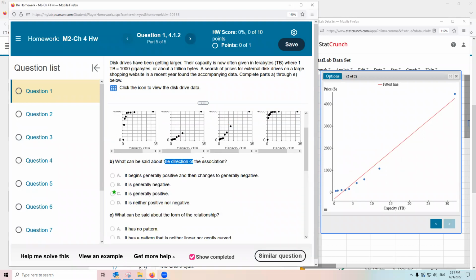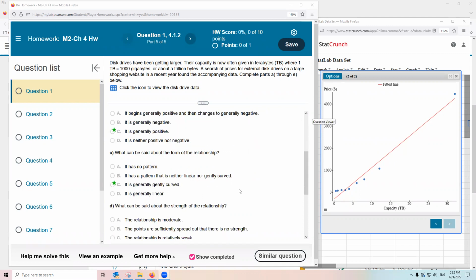It says, what about the direction of the association? Well, if you notice, these points are heading uphill. That means it's a positive correlation or a positive association. So we're going to say here positive, generally positive. All right, let's go to the next question. It says, what can be said about the form of the relationship? Well, if you notice, there seems to be this kind of curvature going on here. It's not exactly a straight line fit. There seems to be kind of a gentle curve. So we're going to say gently curved.